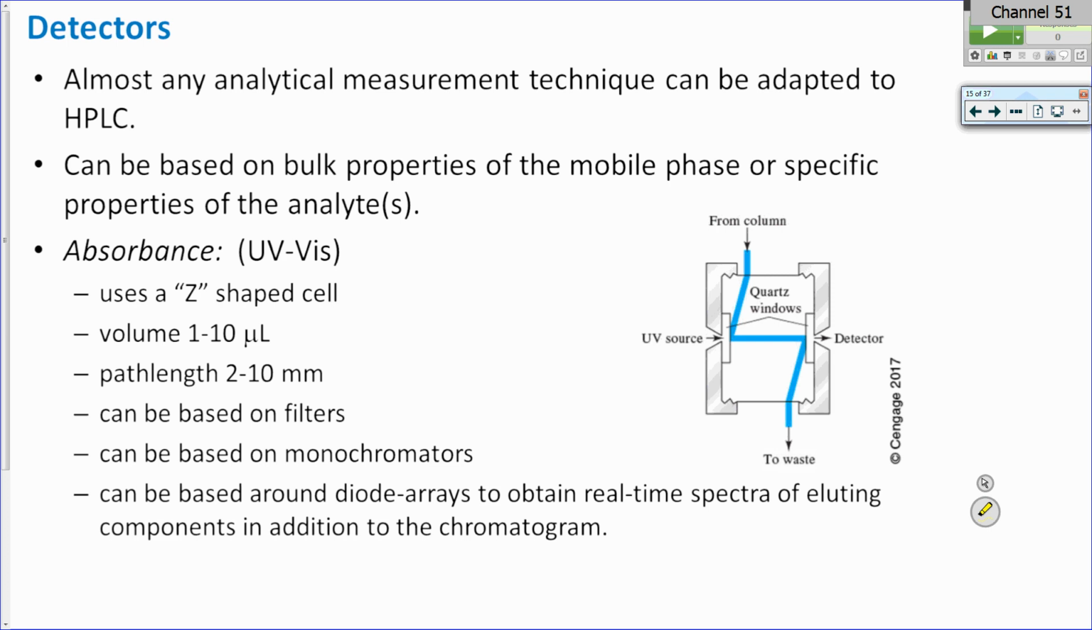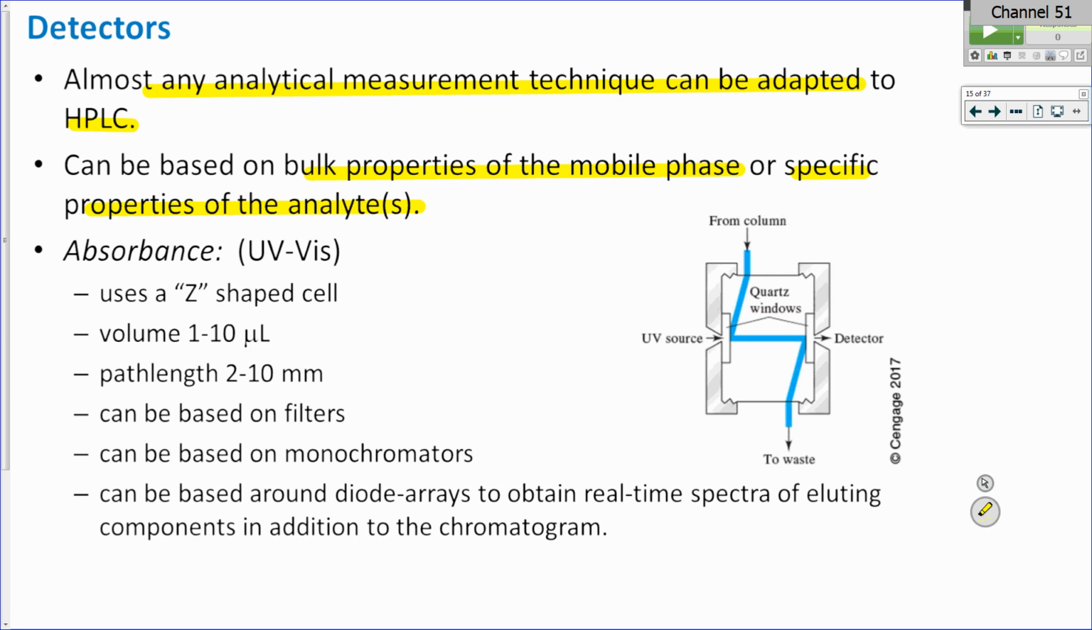All right, what do we use for detectors? Well, just about anything that we've talked about this semester can be adapted to HPLC. If you can dream it, you can hook it up to an HPLC system. So the detectors can either be based on the bulk properties of the mobile phases and changes that occur there, or they can look at specific properties of the analyte. We're going to look at a couple examples of both of those. The most common is the one that we use.